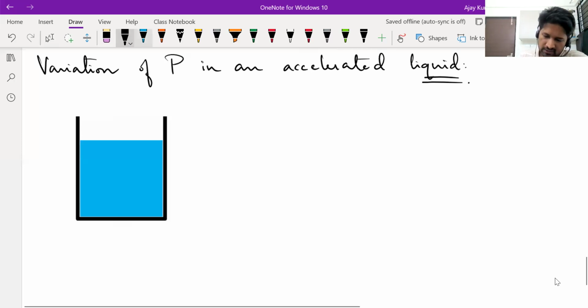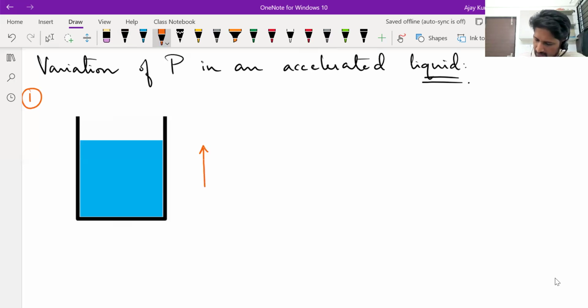So first case, assume this container is accelerated upward with an acceleration a. If the container acceleration is a, the liquid inside it also will be going with an acceleration a with respect to the ground. With respect to the container, it is at rest. But with respect to the ground, both container and liquid will be going up with an acceleration a. In that case, I want you all to derive an expression for pressure at a depth y. Y or h, you can call it anything. Let's call it y because usually we assign h to heights.